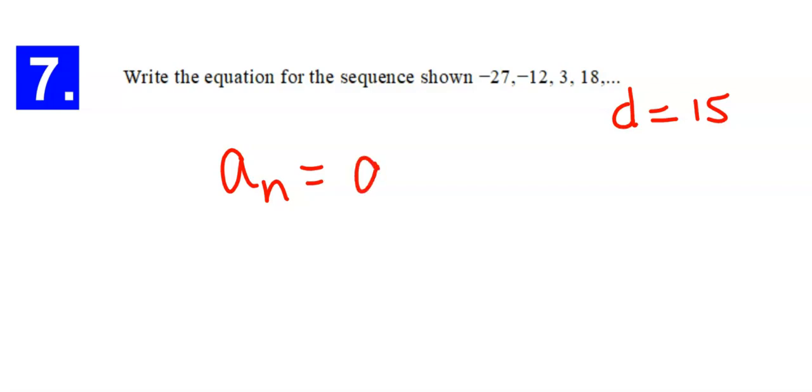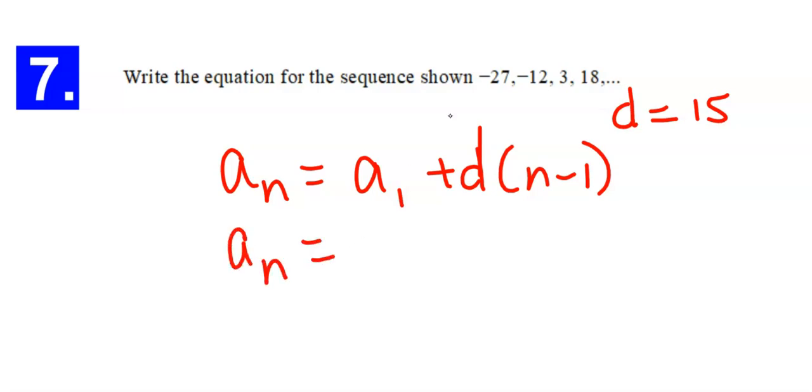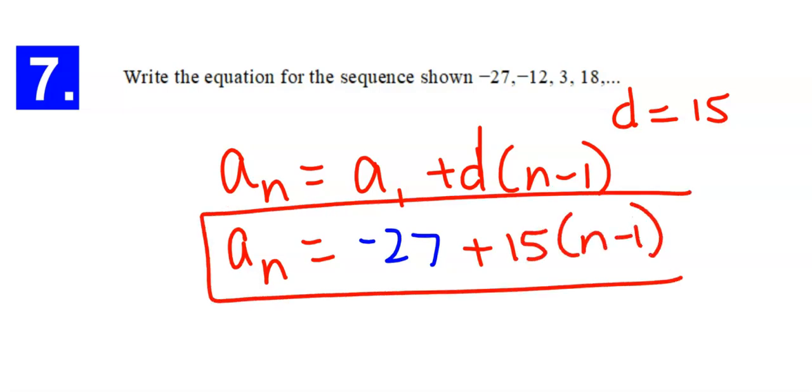So we look at our reference sheet, and we find this formula to help us fill in the correct values. So the equation is a sub n is equal to the first value, which for us is -27, plus the common difference, which is 15, and n minus 1 remains the same. That would be your final answer.